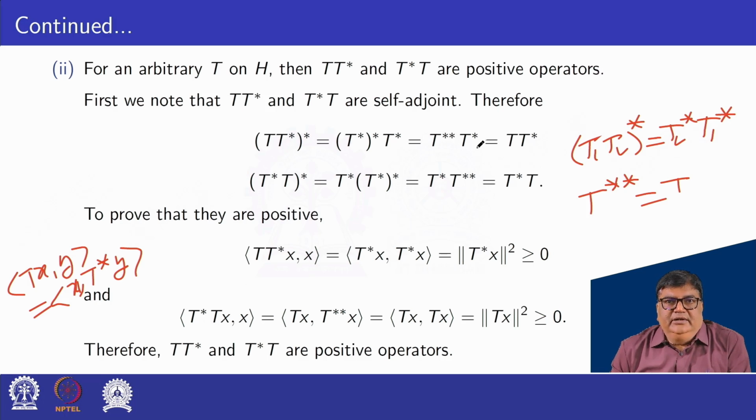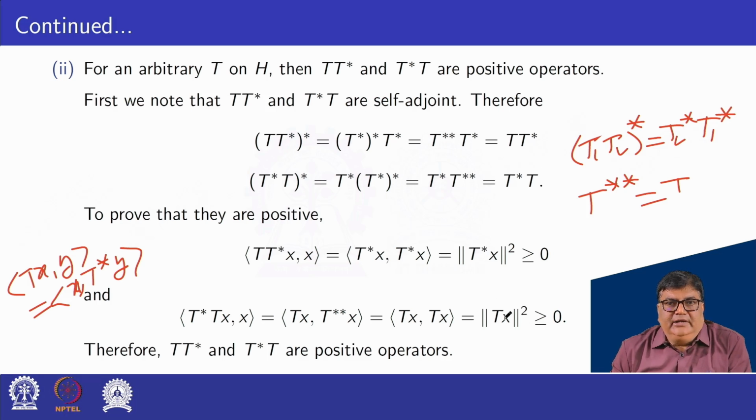Similarly, T star T is positive. We can prove this as follows: the inner product of T star Tx and x can be written, by the definition, as the inner product of Tx and the star of T star x, that is T double star x, and T double star x is T. So this can be written as the inner product of Tx and Tx, that is norm of Tx squared.